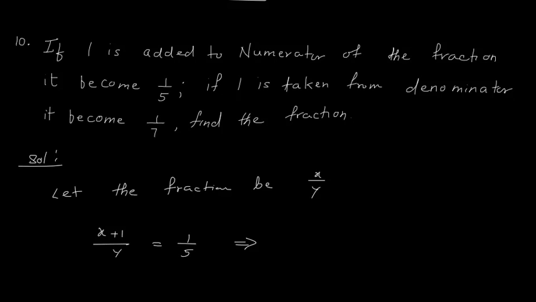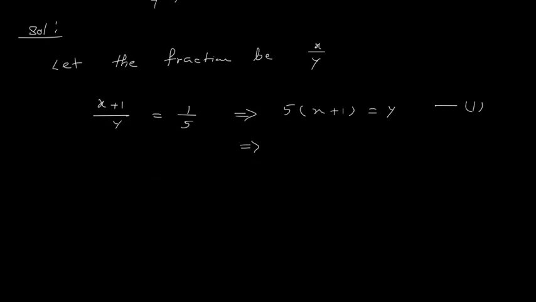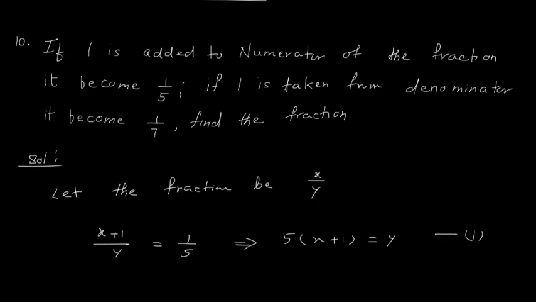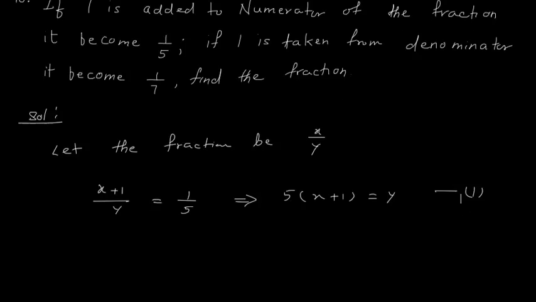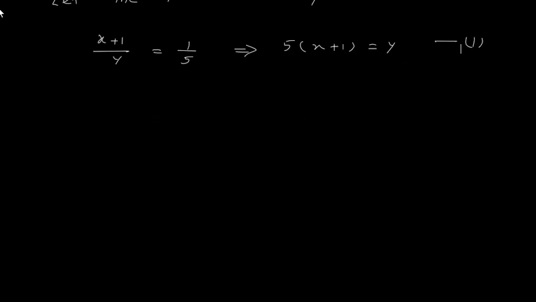So this implies 5 times x plus 1 is equal to y. So let us keep this as it is. 5 times x plus 1 is equal to y. So the value of y we understand. This is the value of y. Also, the next condition is given that if 1 is taken from the denominator, it will become 1 by 7. So I will say that also x upon y minus 1 will become 1 upon 7.